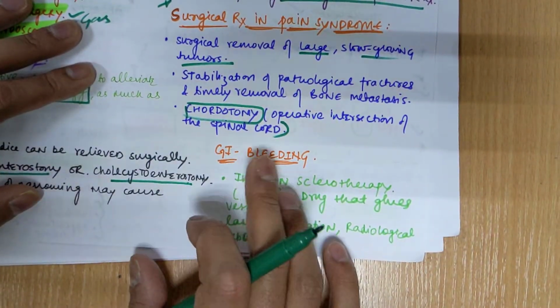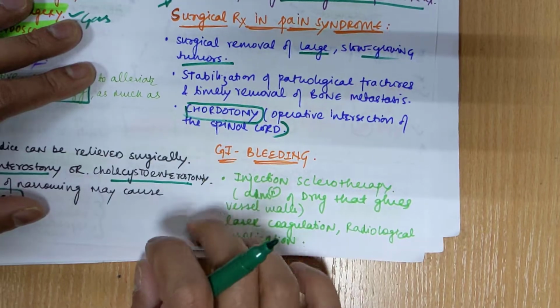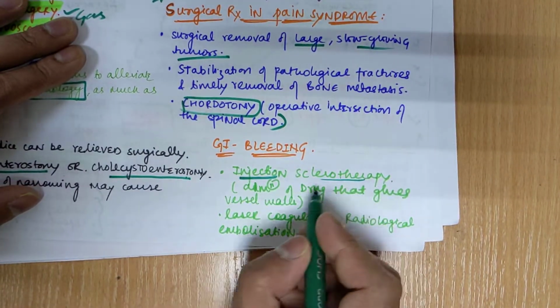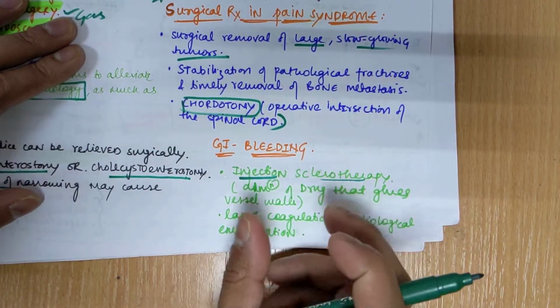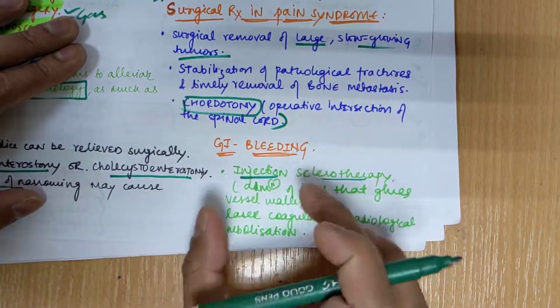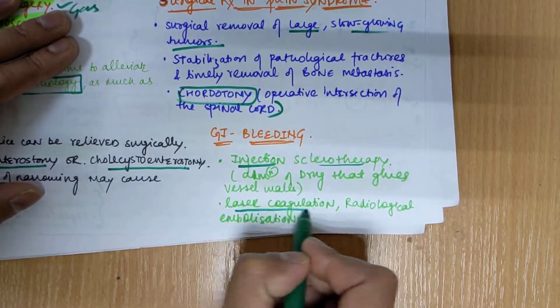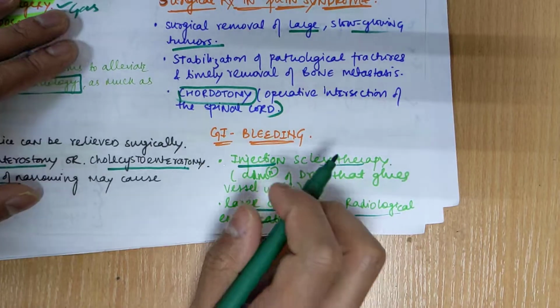Now in GI bleeding, like gastrointestinal bleeding, what surgical treatment can we do? We can give injection sclerotherapy, which is the administration of a drug that glues or narrows your vessels. Because of that the bleeding stops. Or you can also do laser coagulation or radiological embolization.